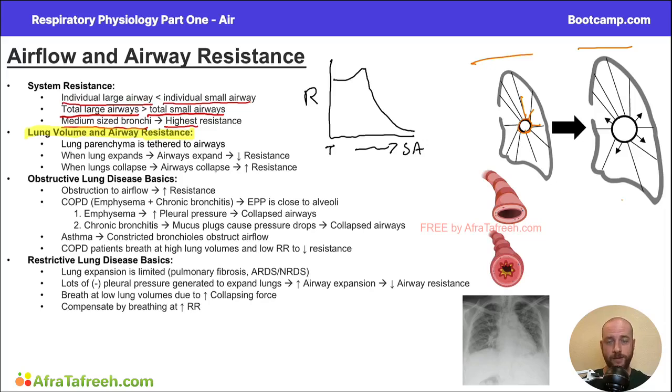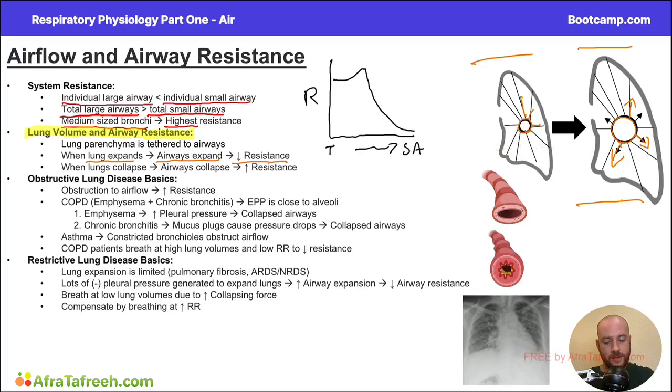And because the parenchyma is tethered to the airways, as the lungs expand, like in this diagram over here, that lung parenchyma is going to pull open the airways and stretch them out. So as the lungs expand, that parenchyma is going to be pulling outwards on the airways, and that's going to increase and enlarge the diameter of the airways. And so when the lungs expand, the airways are also going to expand, and as the airway diameter increases, the resistance is going to decrease.